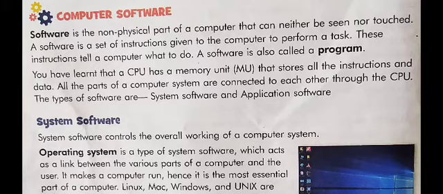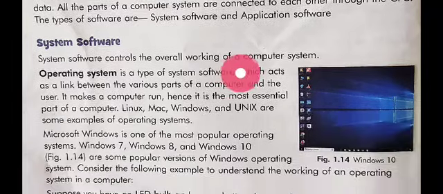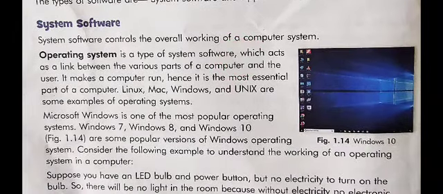You have learned that we have already learned about the CPU. There are some types of software, that is system software and application software. System software controls the overall working of a computer system.